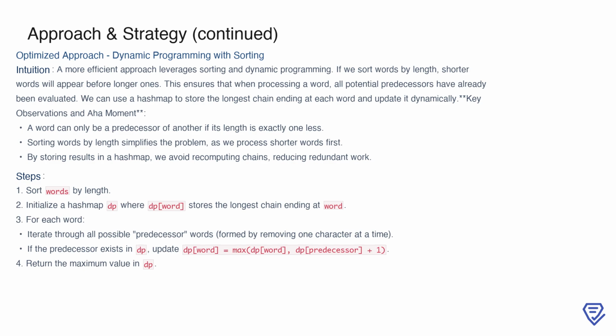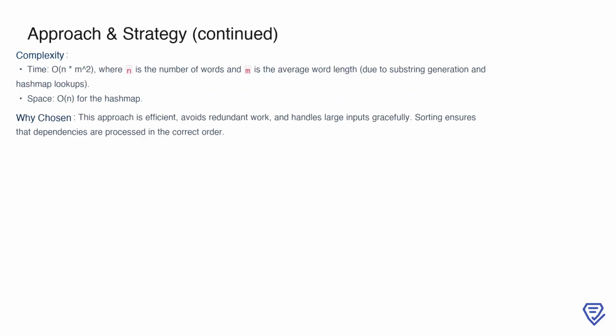This approach eliminates redundant recomputation by leveraging previously computed results, making it far more efficient. The optimized approach of dynamic programming with sorting has a time complexity of n*m squared, where n is the number of words in the list and m is the average length of the words. This complexity arises from generating all possible substrings for each word and performing hash map lookups. The space complexity is n, as we store the chain lengths for each word in the hash map.